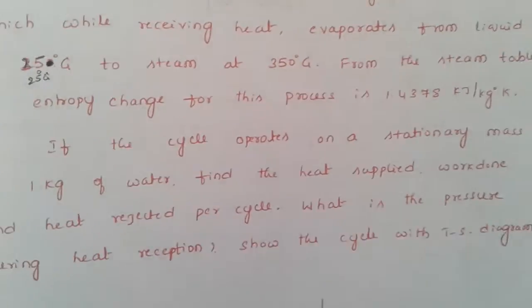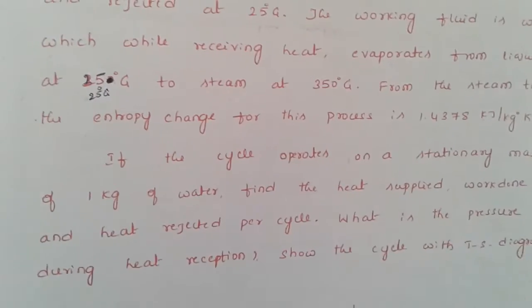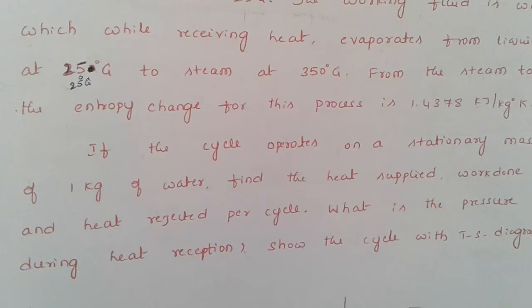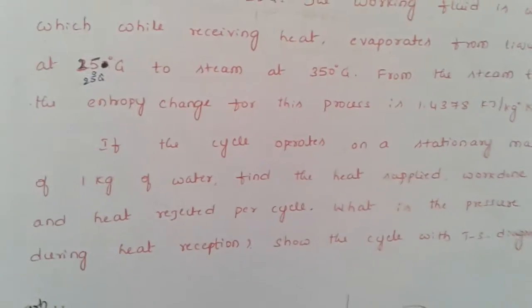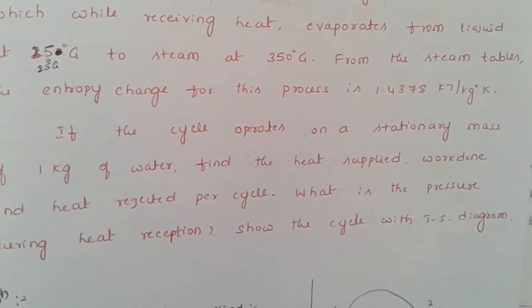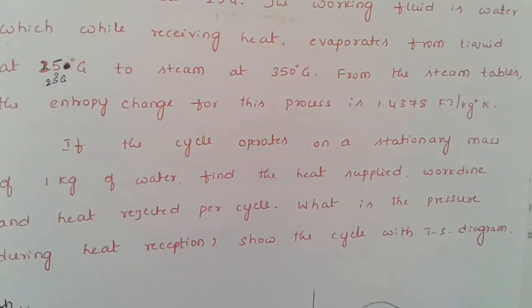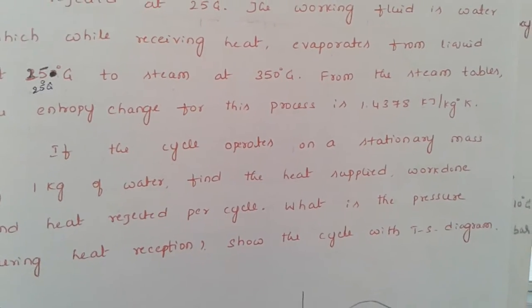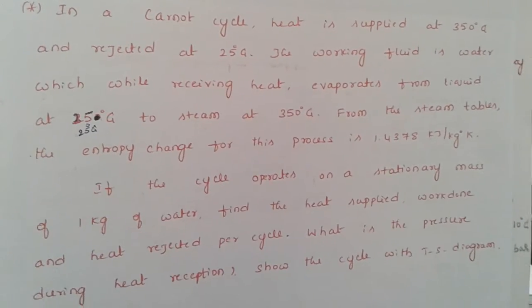If the cycle operates on a stationary mass of 1 kg of water, find the heat supplied, work done and heat rejected per cycle. What is the pressure during heat reception? Show the cycle with a TS diagram. Okay, this is the problem with respect to the Carnot cycle.